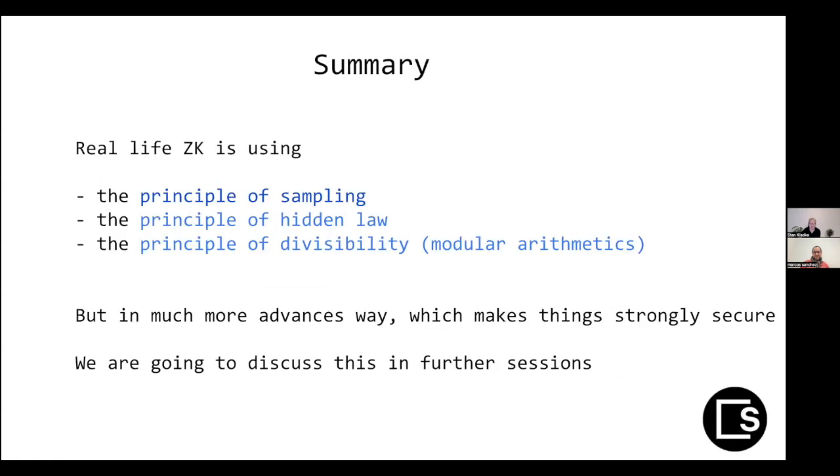So let me reiterate what the principles are, because it is incredibly important for you to understand them for our next sessions, which are going to be just explaining, going deeper. This is three things: the principle of sampling, the principle of hidden law, and we used divisibility by 13. It was a toy example of something modern mathematicians call modular arithmetic, which is a huge part of number theory. It's part of things like the proof of the Fermat theorem.